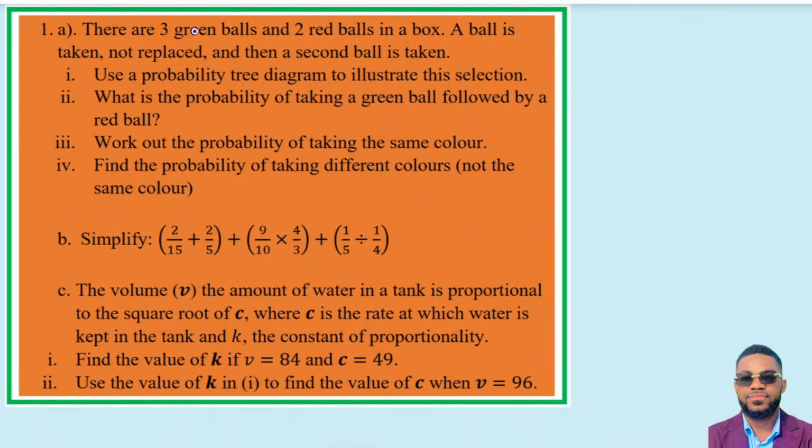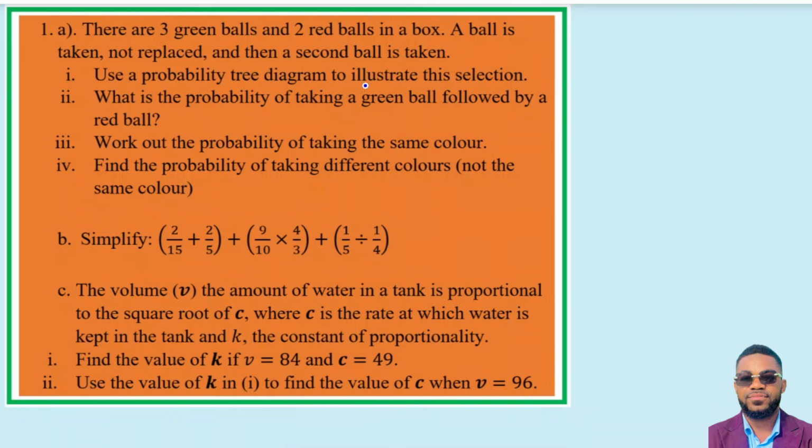Now let's get our first question. That is going to be question 1A. And the question is saying that there are 3 green balls and 2 red balls in a box. A ball is taken, not replaced. Then a second ball is taken. You are to use a probability tree diagram to illustrate this selection. And after that, what is the probability of taking a green ball followed by a red ball? Work out the probability of taking the same color and the probability of taking different colors. That's not the same color. Then we come to the next set of questions.